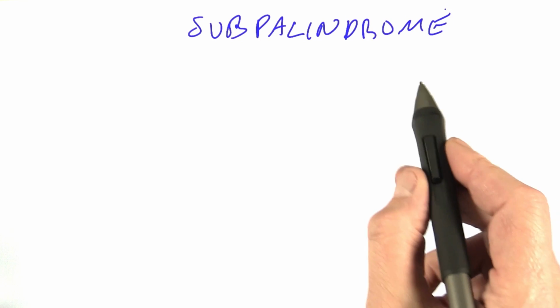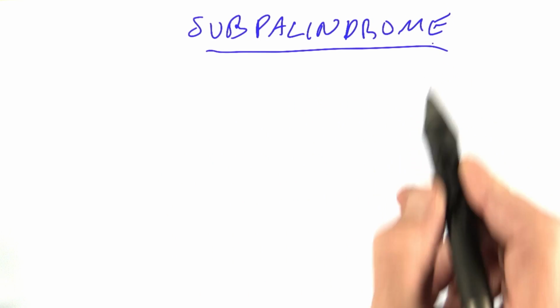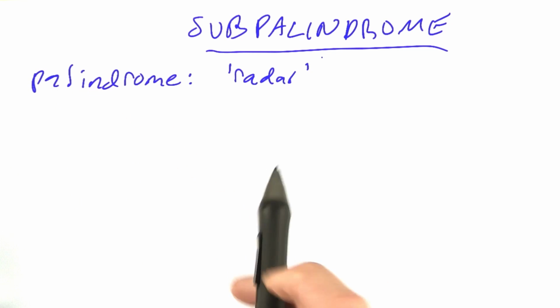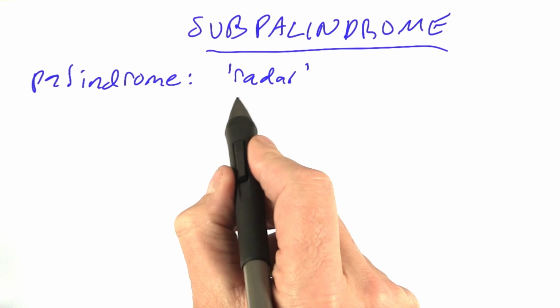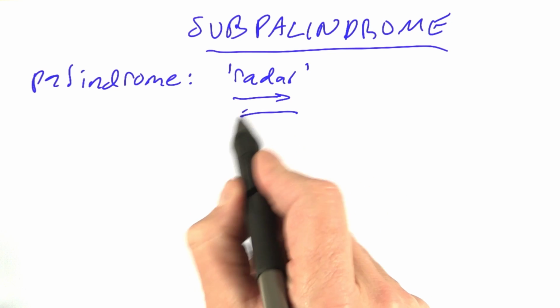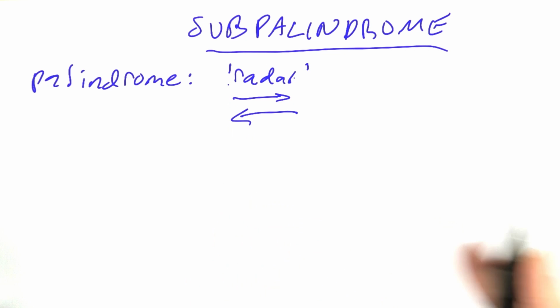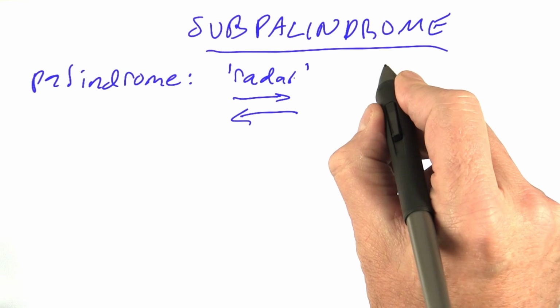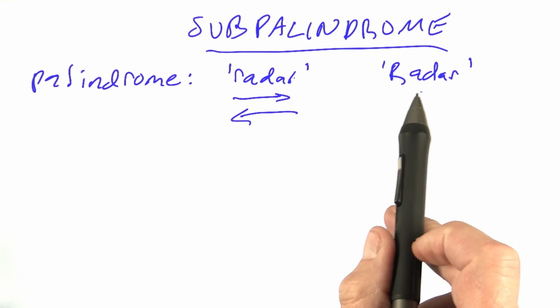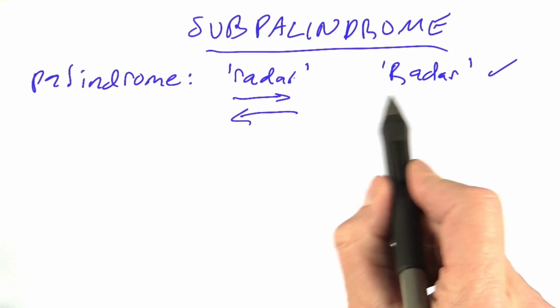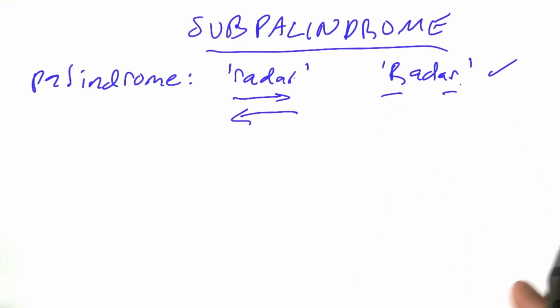In this homework, you're going to solve the subpalindrome problem. Now, if you took 101, you saw that a palindrome is a string that reads the same forwards as it does backwards. So RADAR, RADAR. And we're going to allow palindromes where the case of the letters can be different. So this would be a good palindrome, even though there's a capital R here and a lowercase r there.